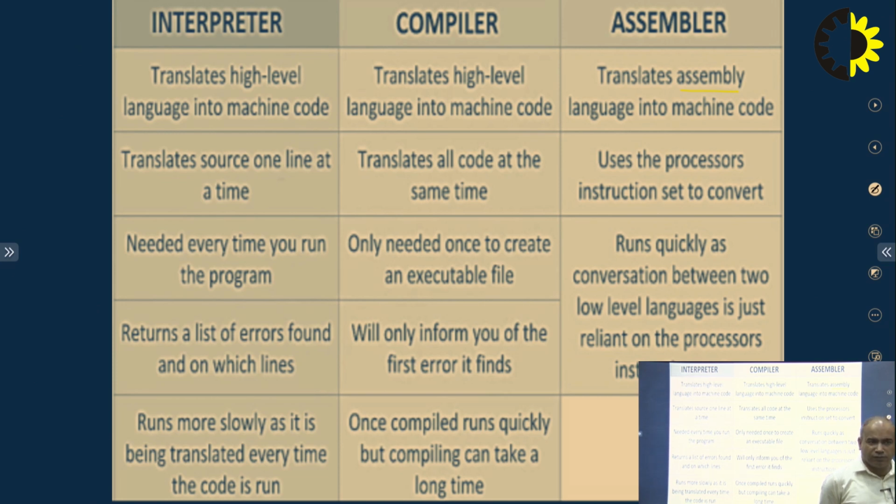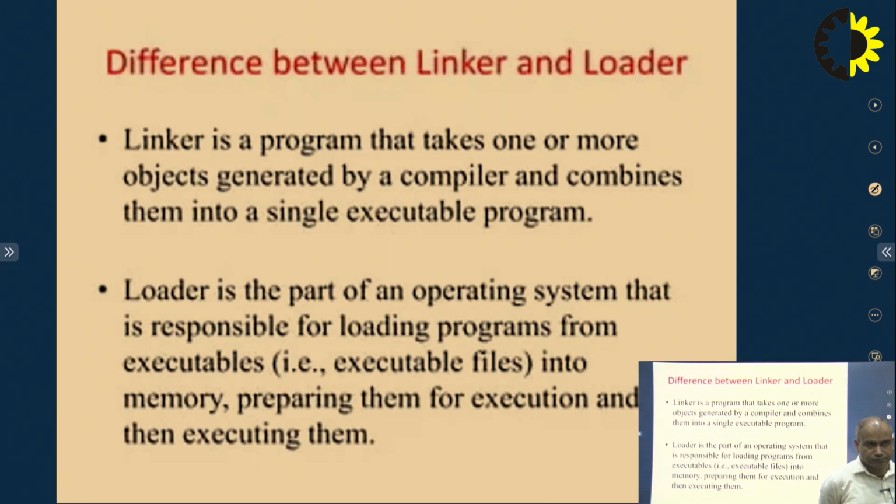The interpreter returns a list of errors found, on which line, while the compiler will inform you of the first error it finds, then you need to recheck it. So the interpreter runs more slowly as the code is translated every time it is run. If I talk about the compiler, once compiled it runs quickly, but compiling can take a longer time.